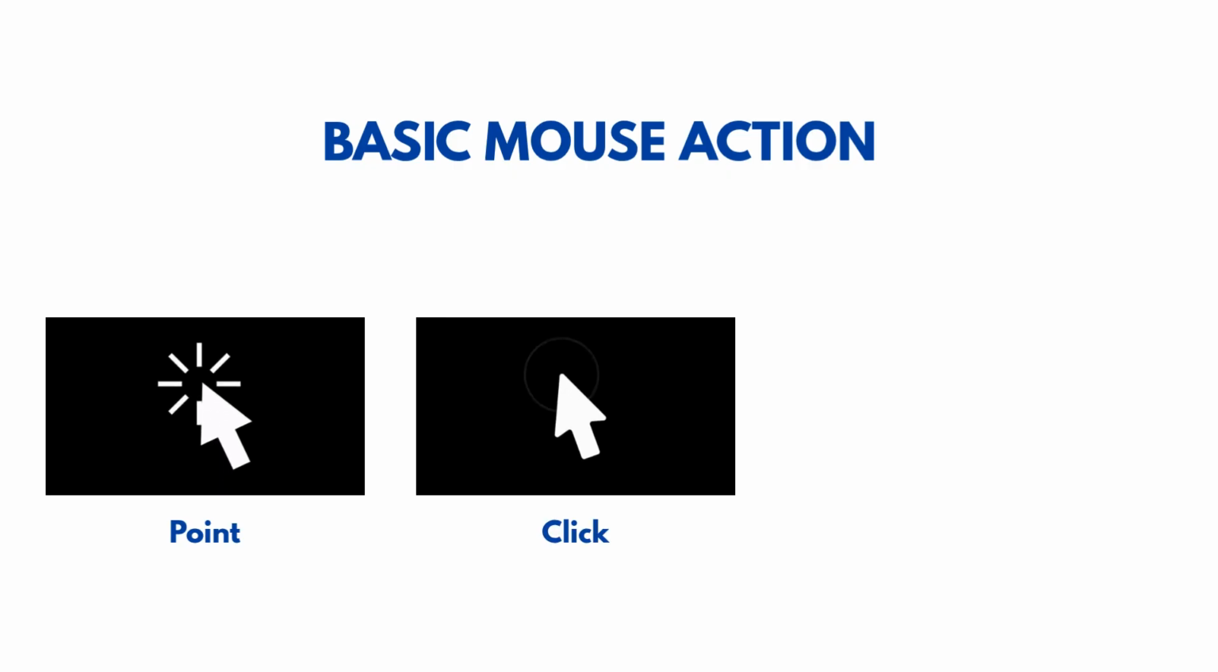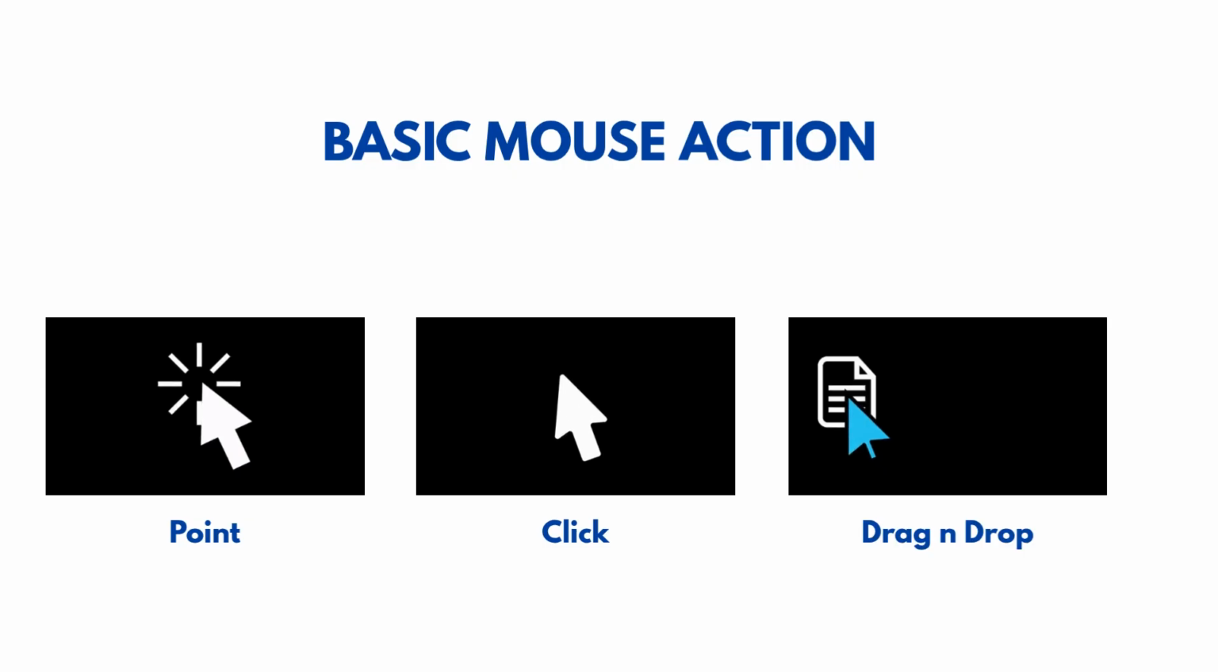Click. To click, you press and release the left mouse button once. This is how you select an item, like a file or a button. Sometimes you will need to double-click, which means pressing the left button twice in quick succession. This is usually done to open a program or a file.